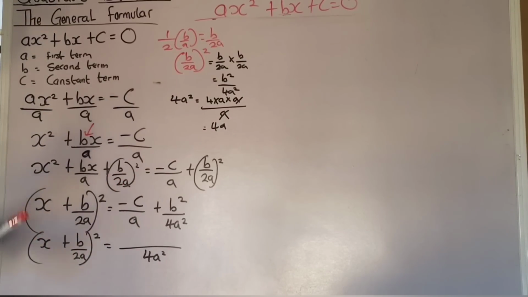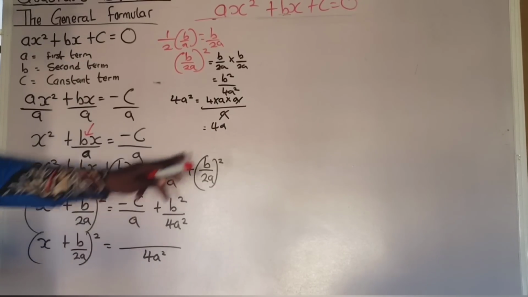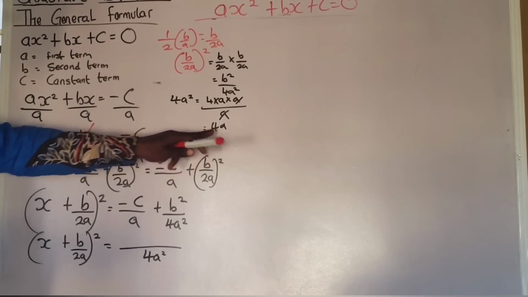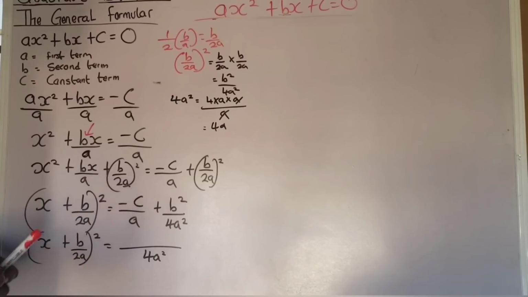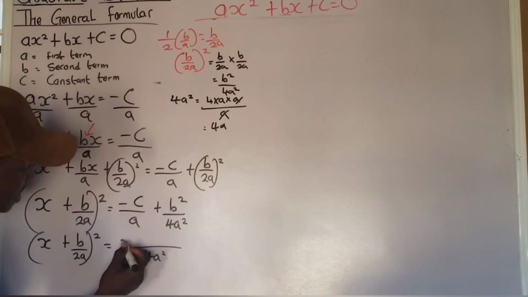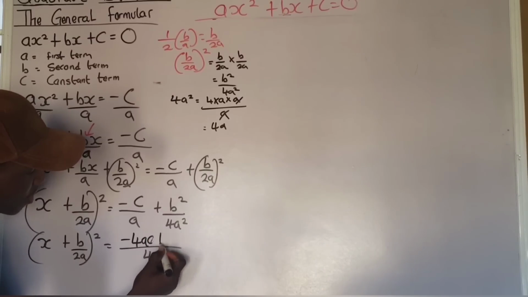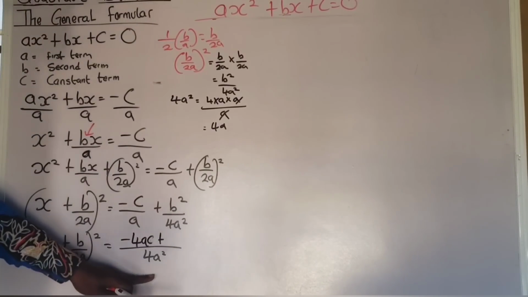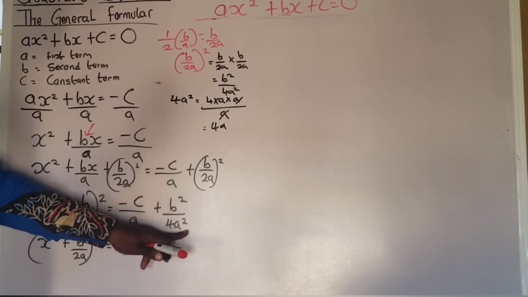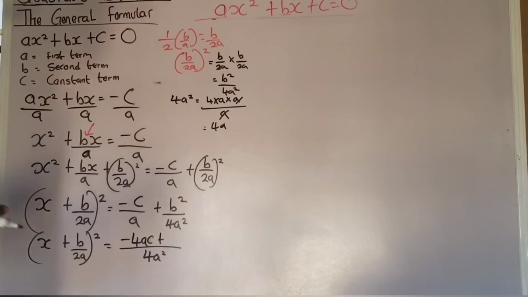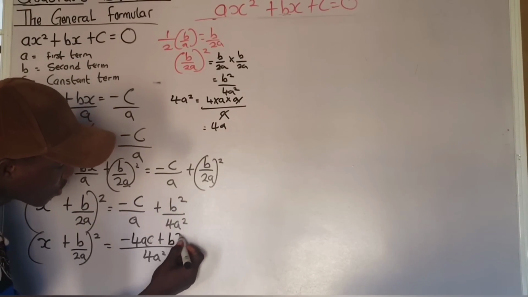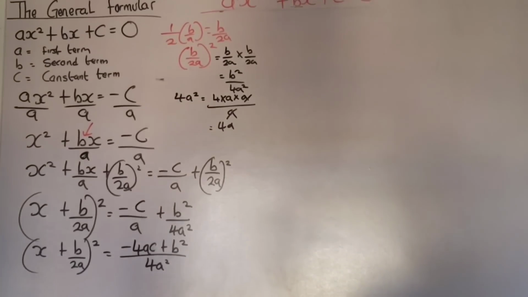Listen to the explanation again. 4a squared divided by a. I explained how I got 4a. 4a multiplied by negative c is negative 4ac. Plus 4a squared divided by 4a squared is 1. 1 times b squared is plus b squared. So let us proceed.